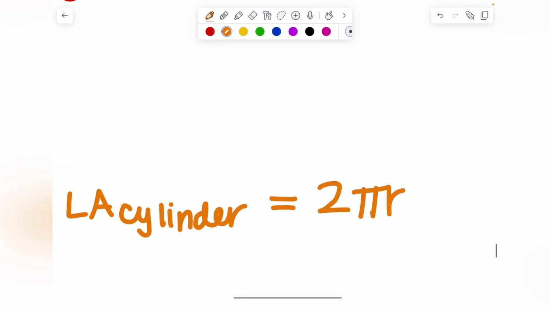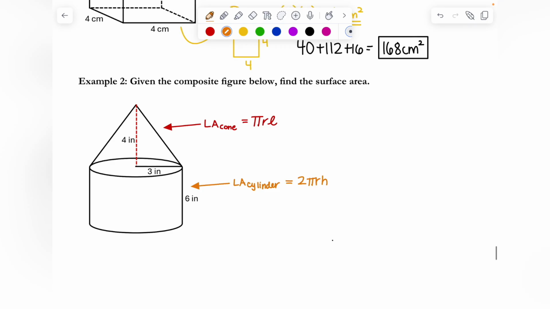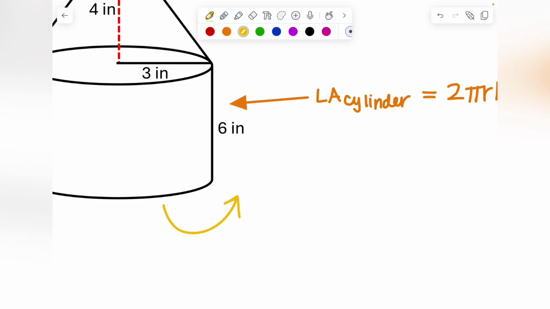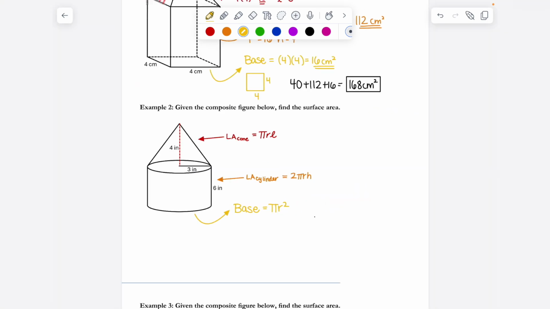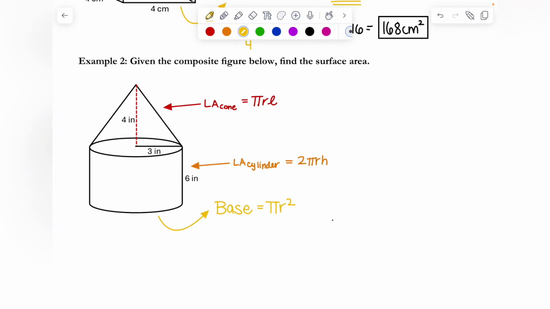We have to think back to our prism days with prisms and cylinders. So that's 2 pi RH. And then there is that bottom piece, which is a base. So we are going to do one base because that bottom base is part of the surface. So remember, the base is just the area of a circle, which is pi r squared. All right, so that's our plan, and now we're just going to execute that plan.